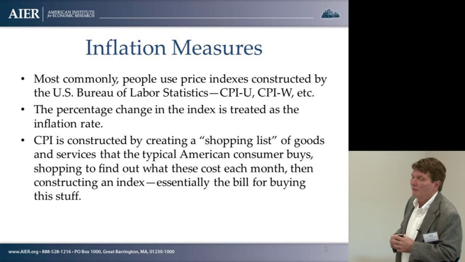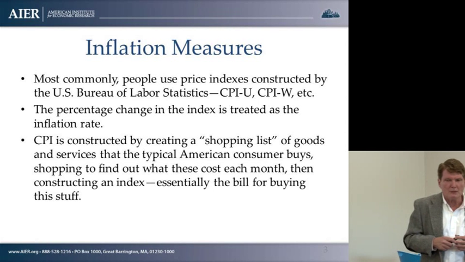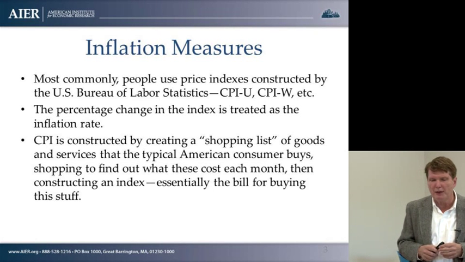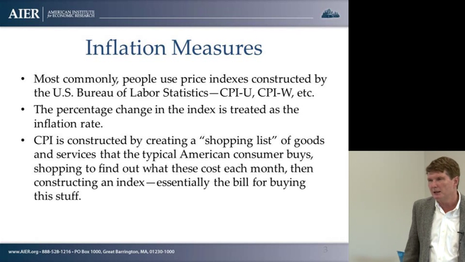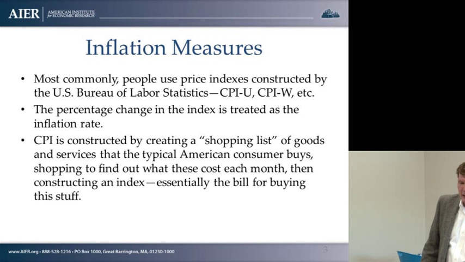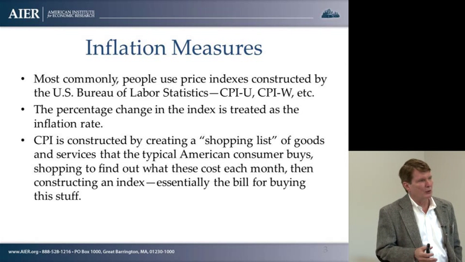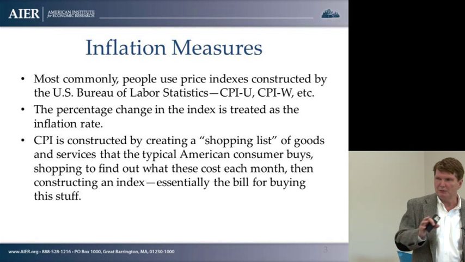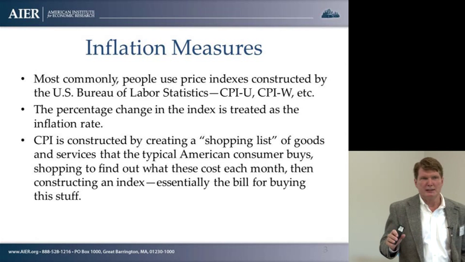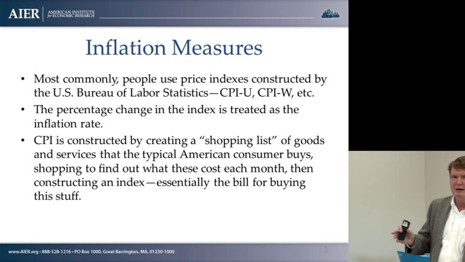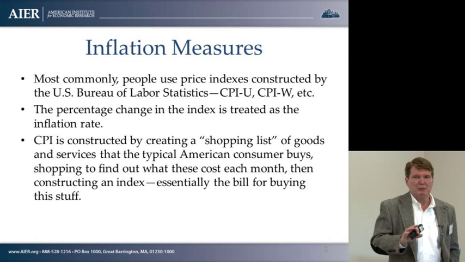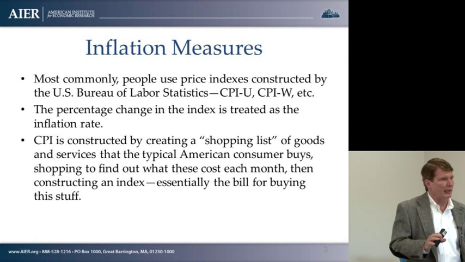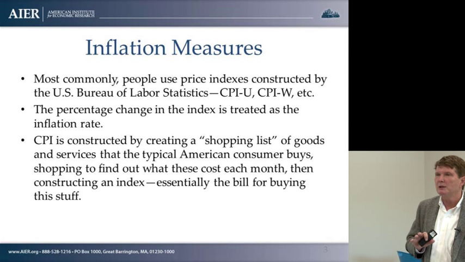So let's talk about inflation measures. Most commonly, people use price indexes, and I'm going to use that term loosely for a moment, that are constructed by the Bureau of Labor Statistics. This is the CPI. You know the CPI. There's a CPI-U, CPI-W, CPI-R, CPI-E, a C-CPI. A lot of people don't realize that there are all these other ones. And how do they differ, and why would they even bother?